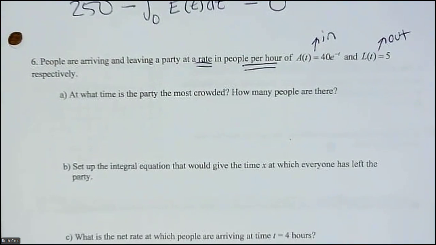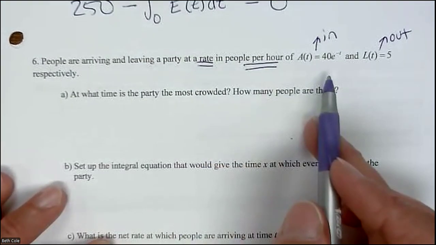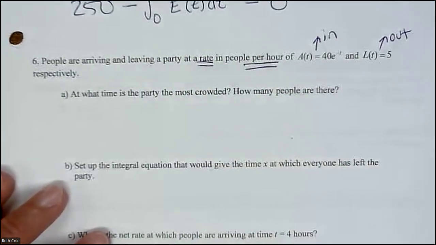It's constant. People are leaving at a constant rate. Maybe it's not a fun party, I don't know. And it doesn't say how many people we started with, so we're going to assume the initial condition is 0. They didn't say, so we'll assume it starts with no one.